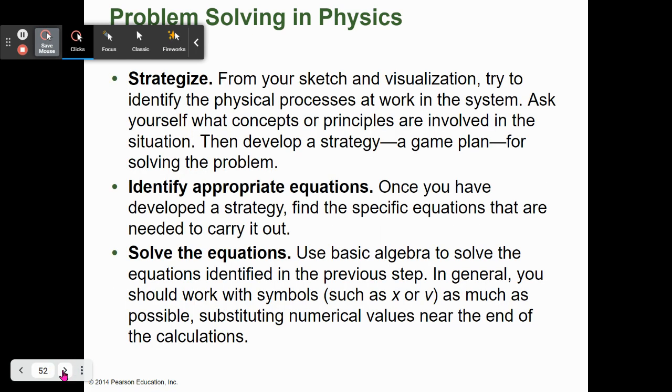Then strategize. On the strategize part, that basically means, all right, here's what I'm given. Here's what I'm asked to find. What formula or law is going to help me do that? You're just going to go through your list of different equations and different laws that may help you find that. Identify appropriate equations and then solve the equation.